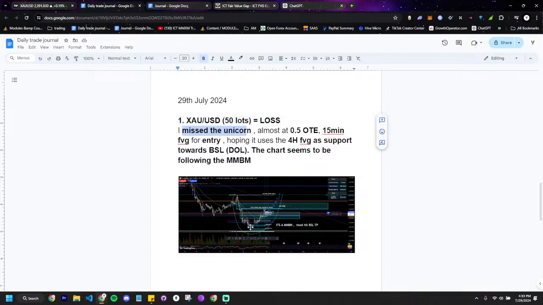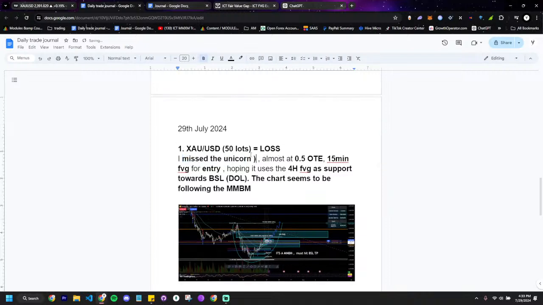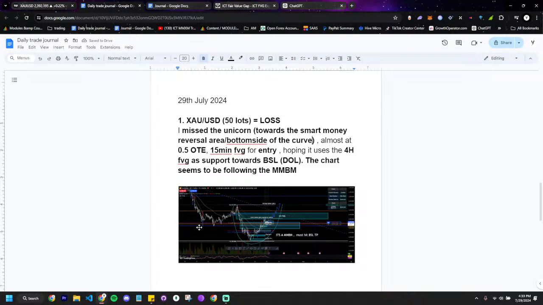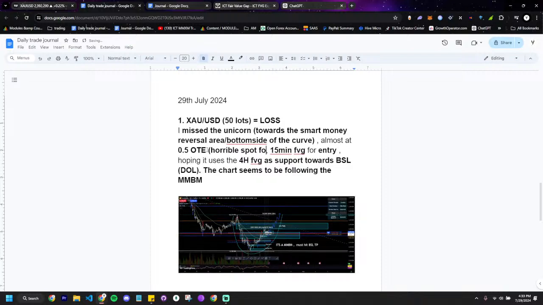So I missed the unicorn. The unicorn was down here, right, towards the smart money reversal area, slash bottom side of the curve. Right, so almost at 0.5 OT, which is equilibrium, which is essentially the horrible spot for entry, as price always has a reaction over there.